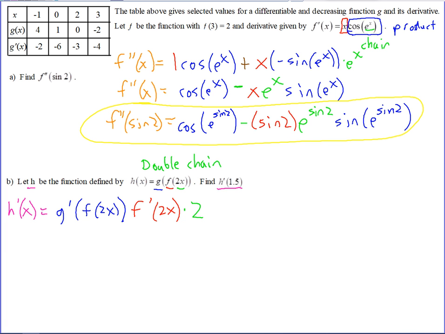But let's go ahead and substitute in 1.5 now. I'll just bring this 2 out in front, a little simpler. And then we'll have g prime of f of, well, 2 times 1.5 is 3. And then f prime of, again, 2 times 1.5 is 3.